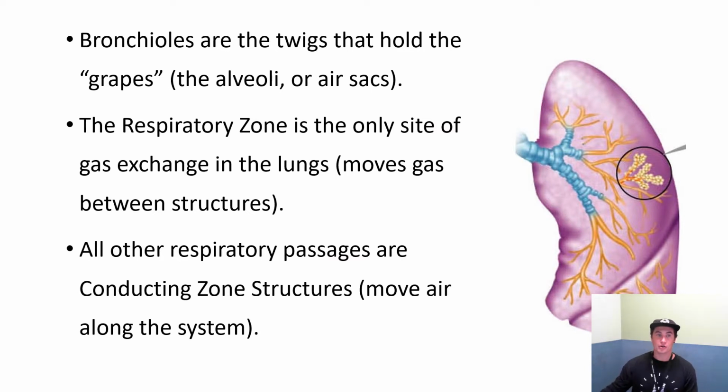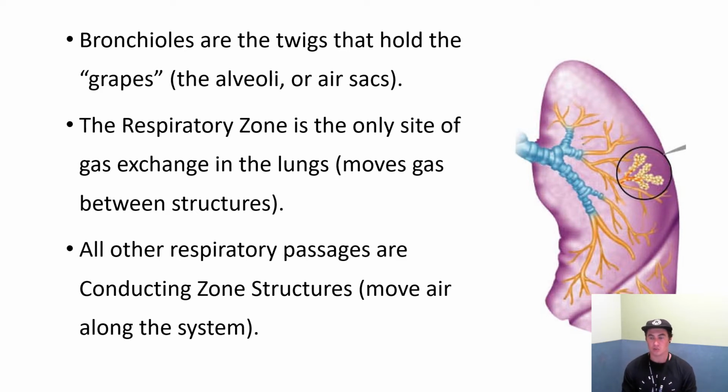At the end of your bronchioles, and think of bronchioles as the smallest twigs if you were to think of it as a tree branch, which hold our alveoli, or the air sacs. And think of them as grapes. If you think of a bunch of grapes, the bronchioles are the little sticks or twigs that hold the grapes, and those grapes are air sacs. And this creates our respiratory zone, and this is the site where gas exchange happens.